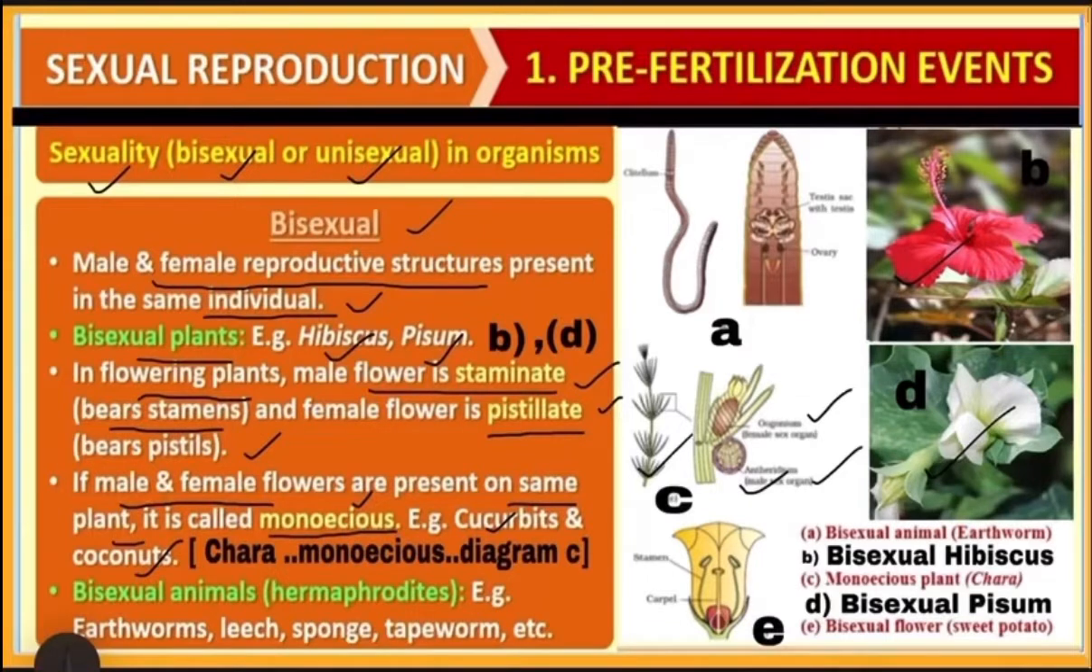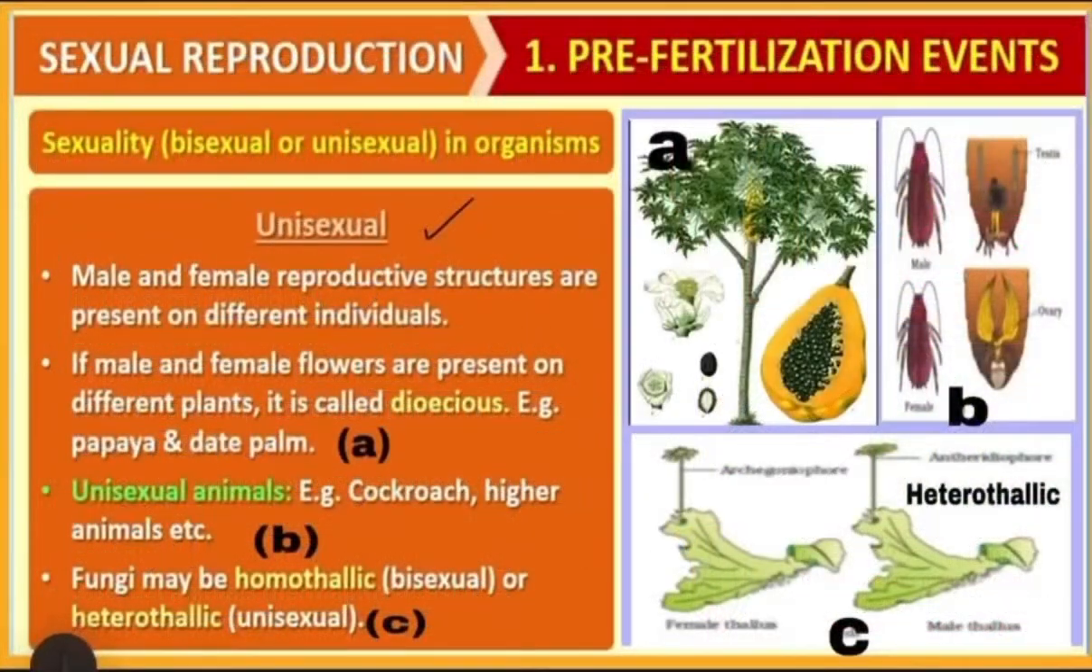Now see the example of bisexual animals. They are also called hermaphrodites: earthworm, leech, sponge, tapeworm. These are some bisexual animals. You can see diagram A. It is an earthworm having both sex organs, testes and ovaries, present in the same individual. It is also called a hermaphrodite. Clear?